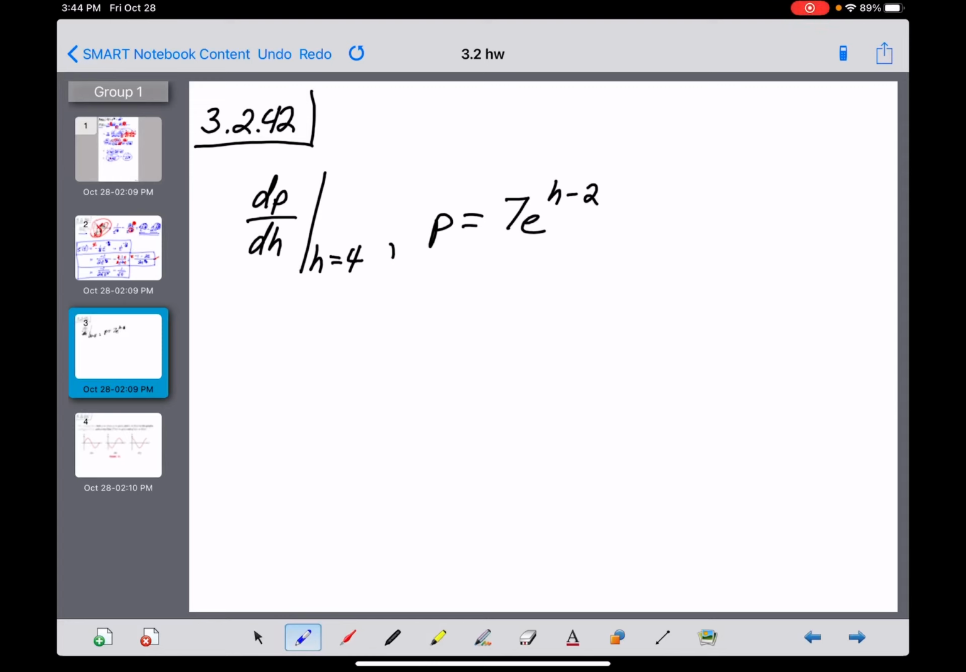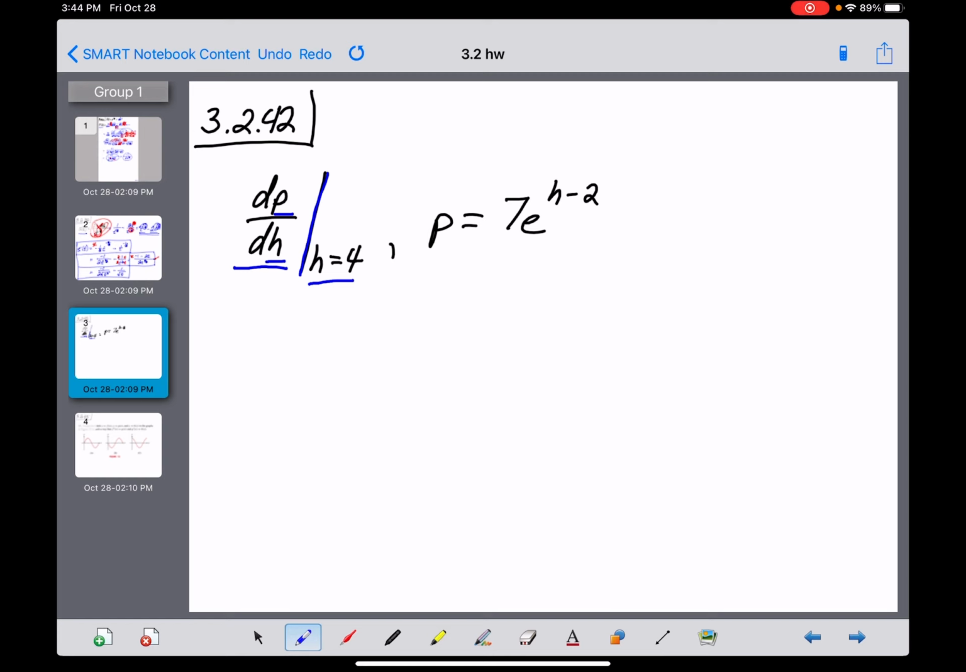Okay, so problem number 42 is throwing you guys a weird notation here that I did not show you in class yet. So sorry about that. That's probably the big confusion. What they're asking you to do is take the derivative of the function p with respect to the variable h, and then this bar right here, guys, I just call that an evaluation bar. It means to take that derivative and evaluate it at this value right here, where h is equal to 4.